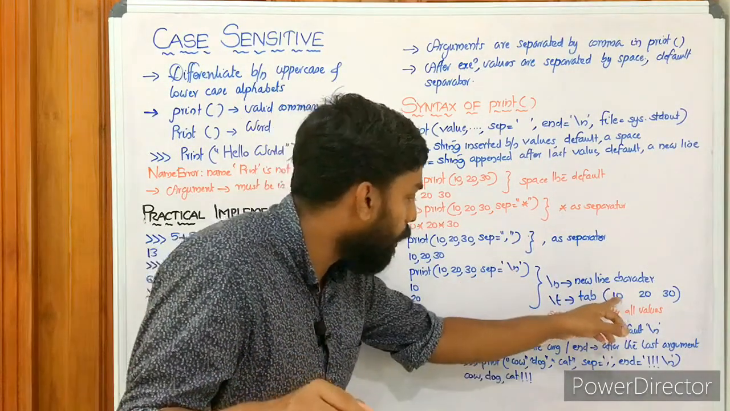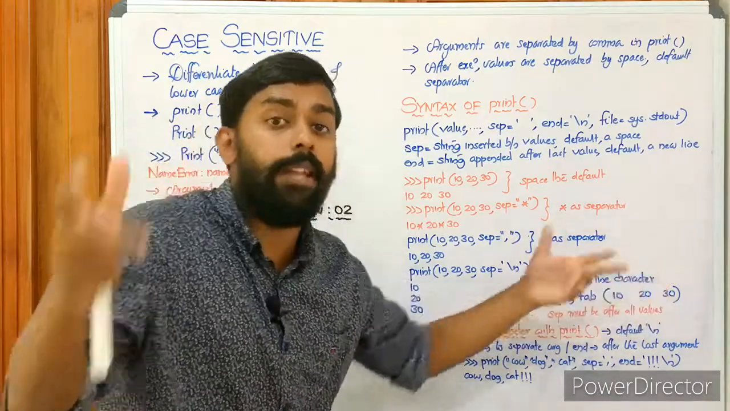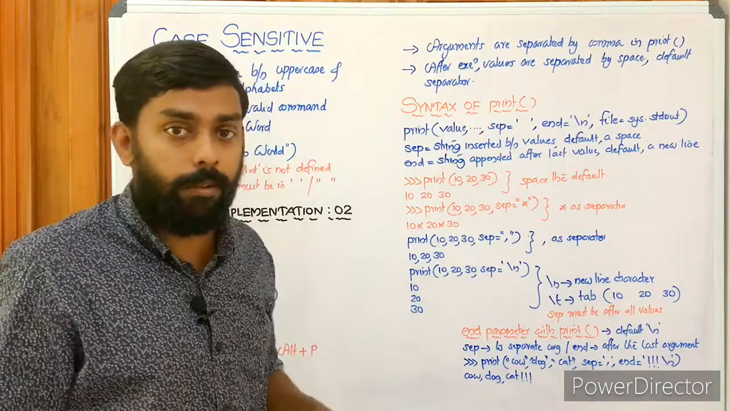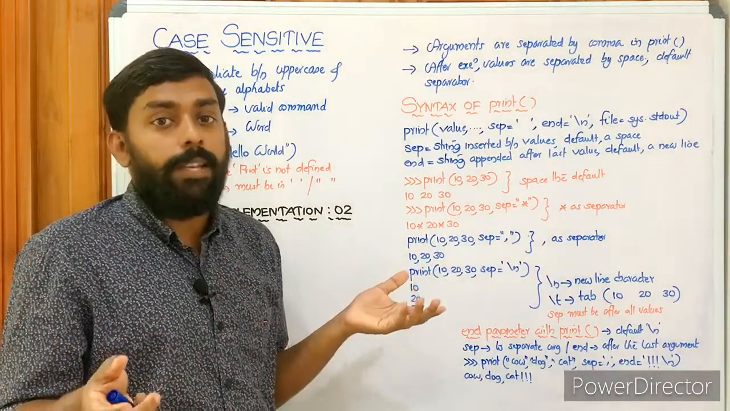This will be the result. 10 tab space 20 tab space 30. Tab is the number of spaces. Okay, yes. So this is how the print function works with separators.